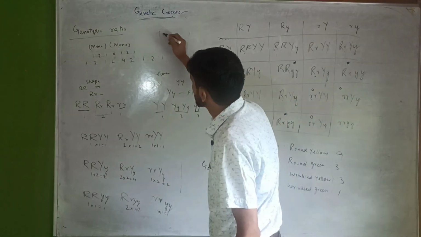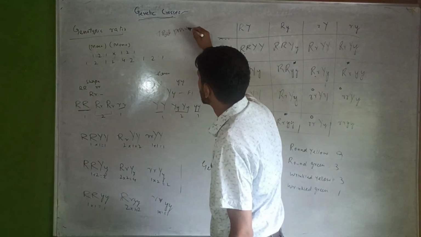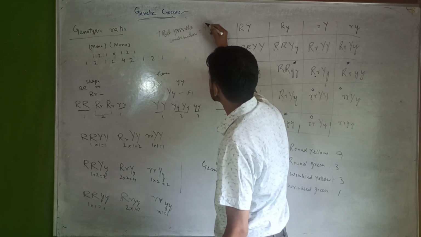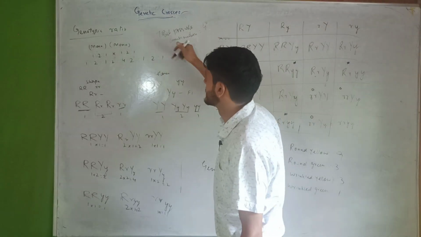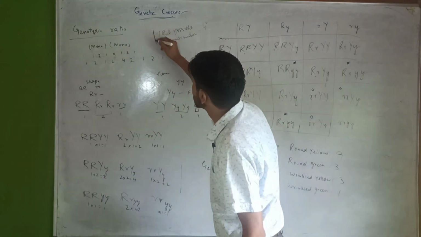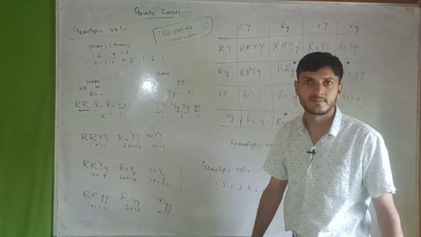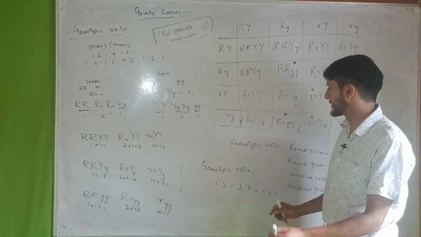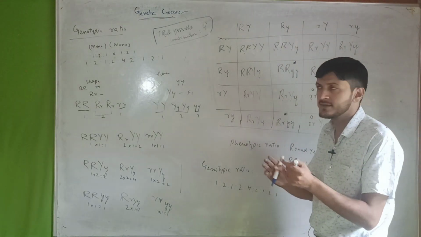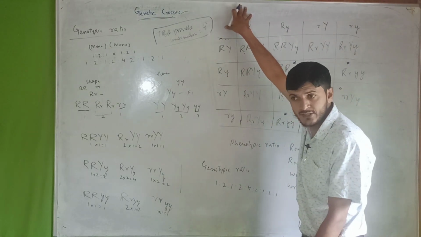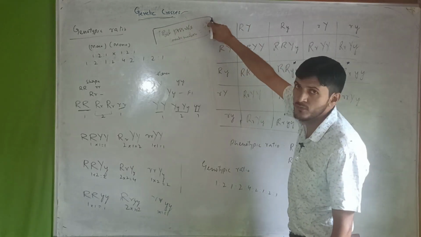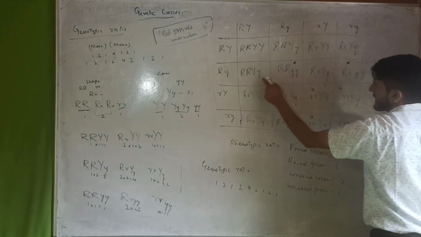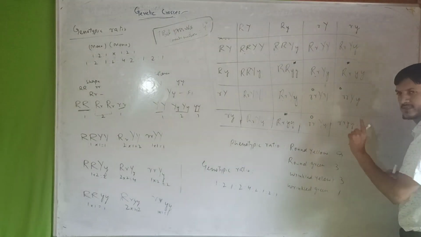For total possible combinations, we use the formula 4 raised to power n. N is the number of heterozygotes. This formula is again applicable on your setting. And here, how many heterozygotes are there in a dihybrid? 2. So 4 into 4 is 4 power 2, that is 16. Here 1, 2, 3, 4, 5, 6, 7, 8, 9, 10, 11, 12, 13, 14, 15, 16.